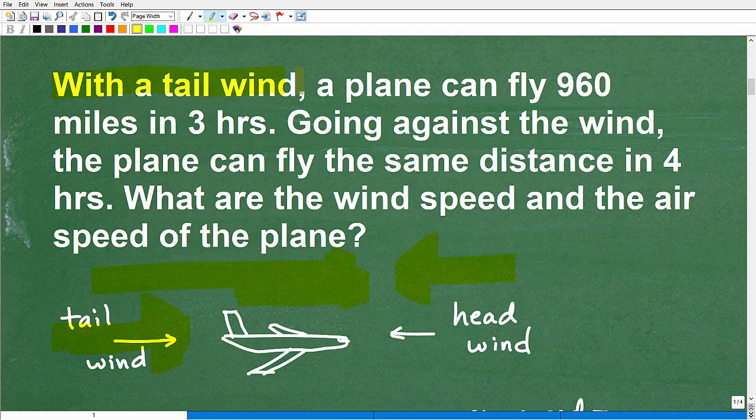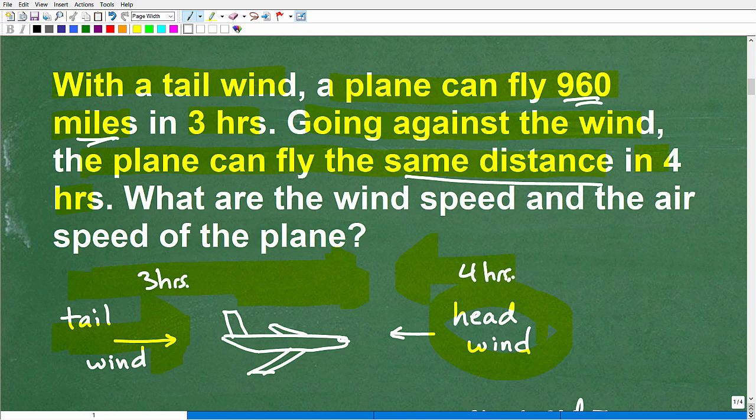So with the tailwind, a plane can fly 960 miles in 3 hours. Now going against the wind, that would be called a headwind. The plane can fly the same distance in 4 hours. So we're talking about the same distance here, and that distance is 960 miles. With the tailwind, obviously the airplane is going faster. It takes 3 hours to do these 960 miles, and with the headwind, it takes 4 hours.